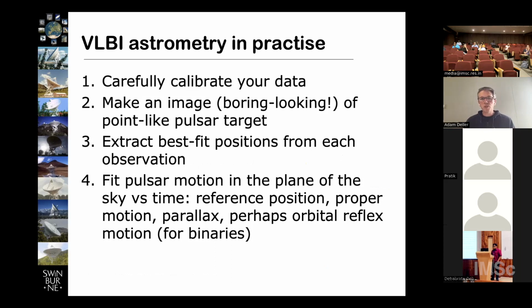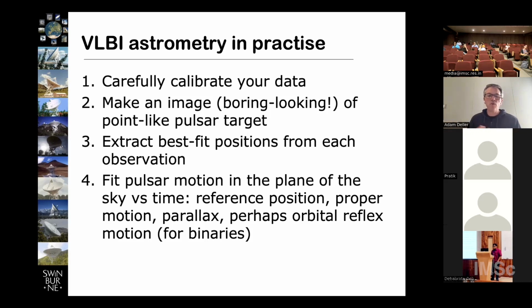So what does doing VLBI astrometry then mean in practice? Really what it means is very, very carefully calibrating your data, so doing the absolute best you can to model all of these propagation delays. Then once you've done that, you make an image of your pulsar, which is going to be incredibly boring. It's normally going to just look like a point-like source. And from that image, you can extract a position. And you do that for every one of your observations over a period of months or years. And then once you have that time series of positions, you can go and fit for the astrometric terms that lead to changes in those positions.